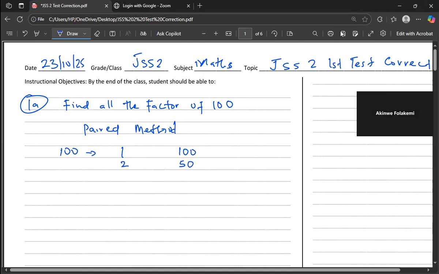So I want to try 3. Does 3 go in 100? You cannot go in 100, sir. So you skip 3. You don't use 3, right? Yes, sir. So now the next number is 4. Does 4 go in 100? Yes, sir. How many times?